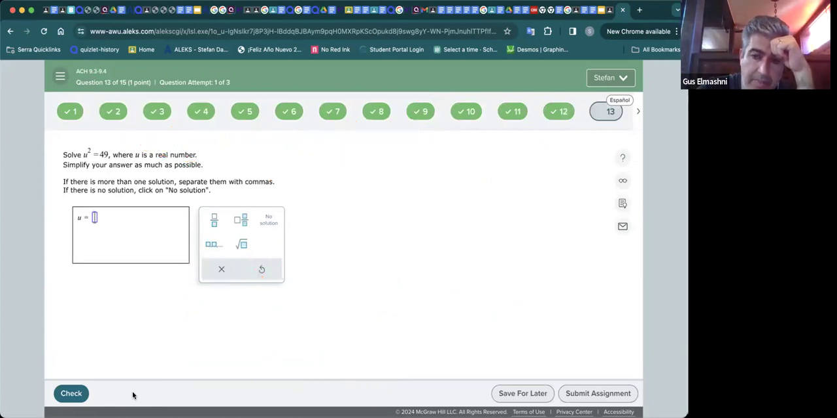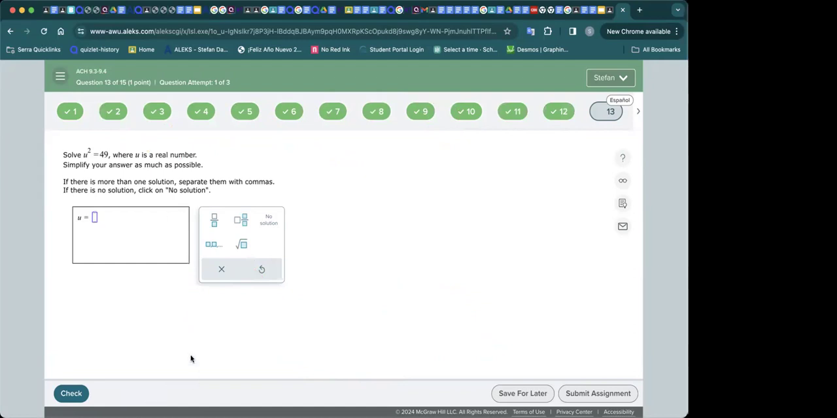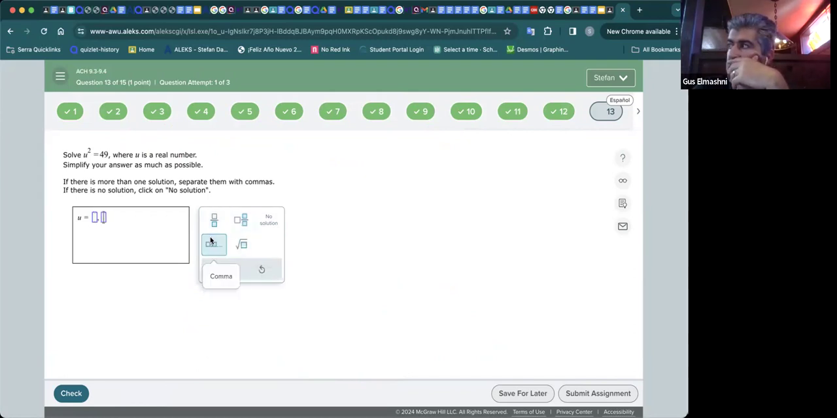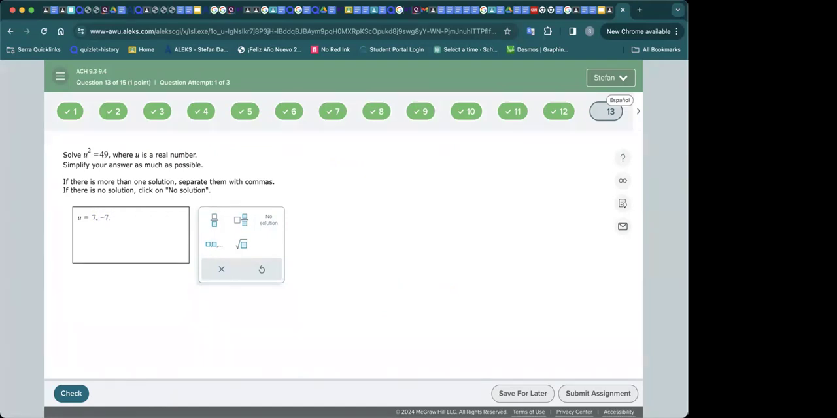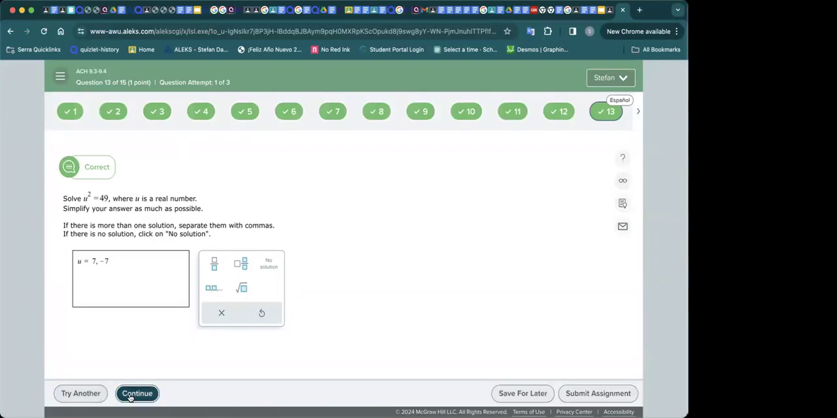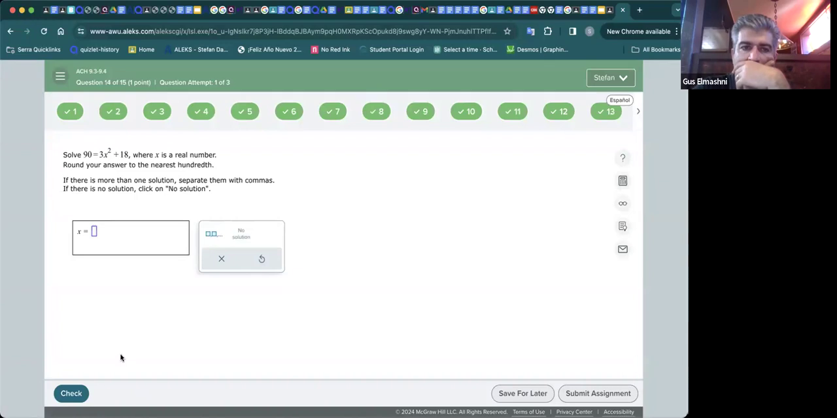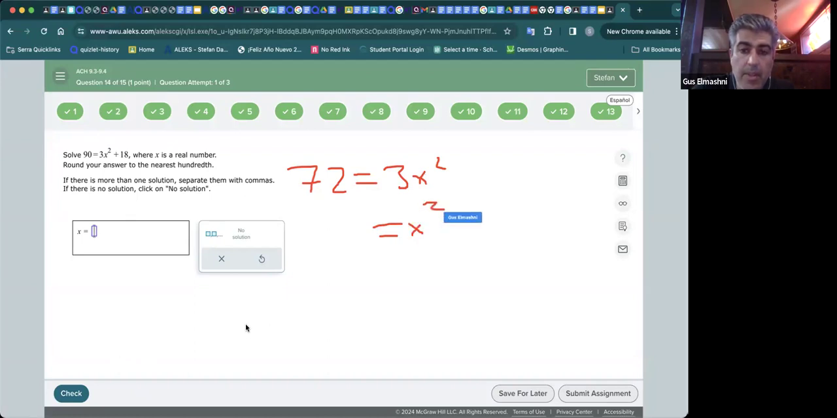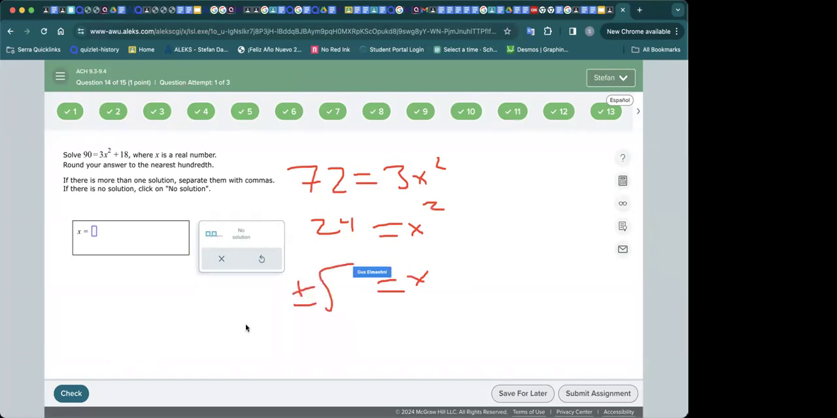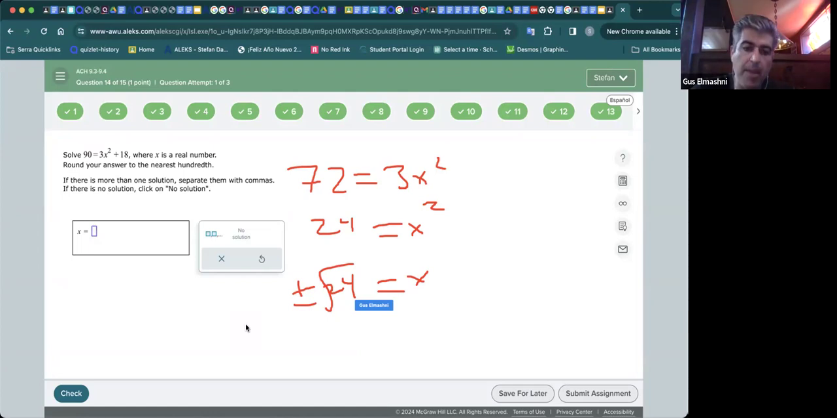Okay. So what's the answer for this? This should be pretty easy. The two answers here: 7 and negative 7. Yeah. Do you want to move everything over to one side? Sorry, actually, let's move the 18 to the other side. Then divide by 3. And you got to work that out. Use the calculator, to the nearest hundredth. So you have 4.90 and negative 4.90. Yeah. There you go.